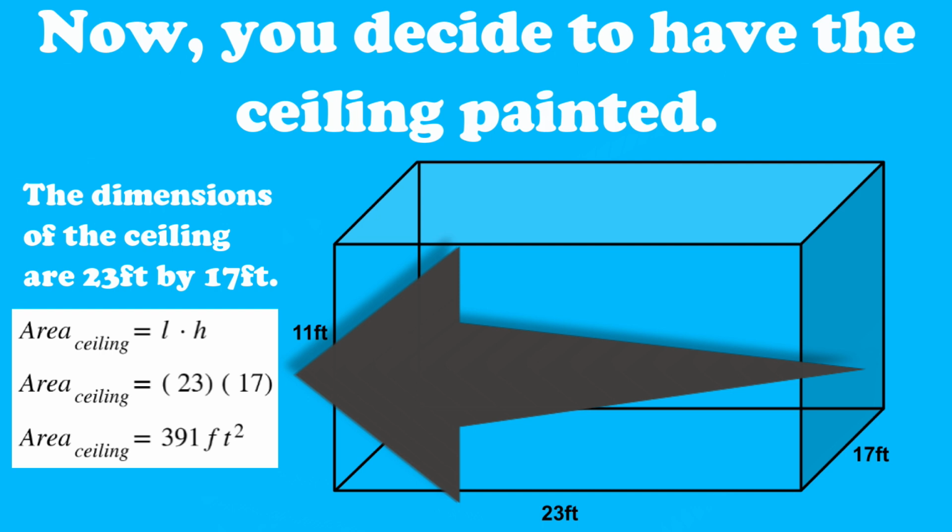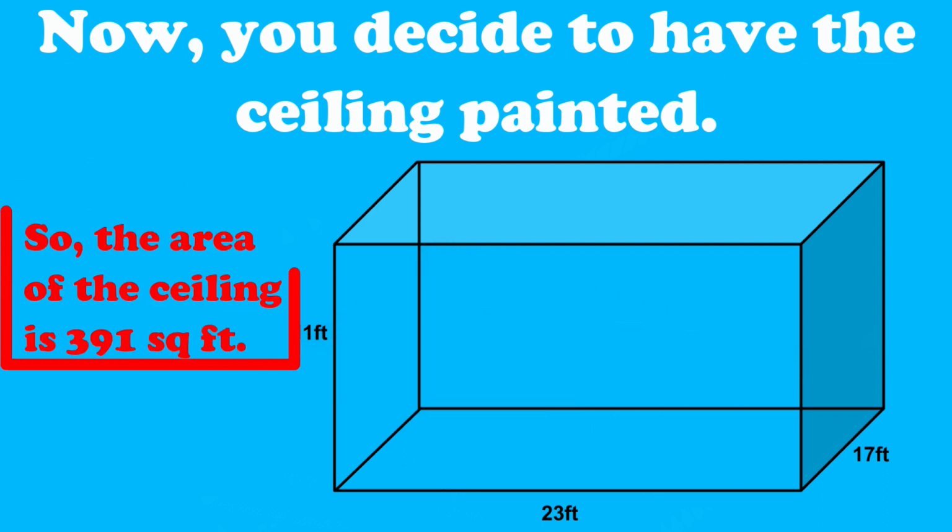So we need the area of the ceiling. The ceiling is a rectangle. Length times width, or base times height, would be the area for a rectangle. So we take 23, multiply it by 17, and we get 391 square feet.